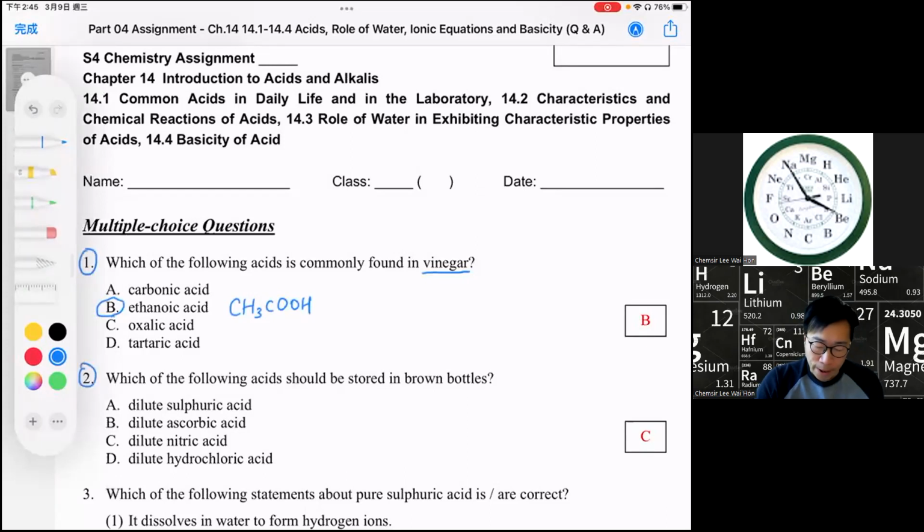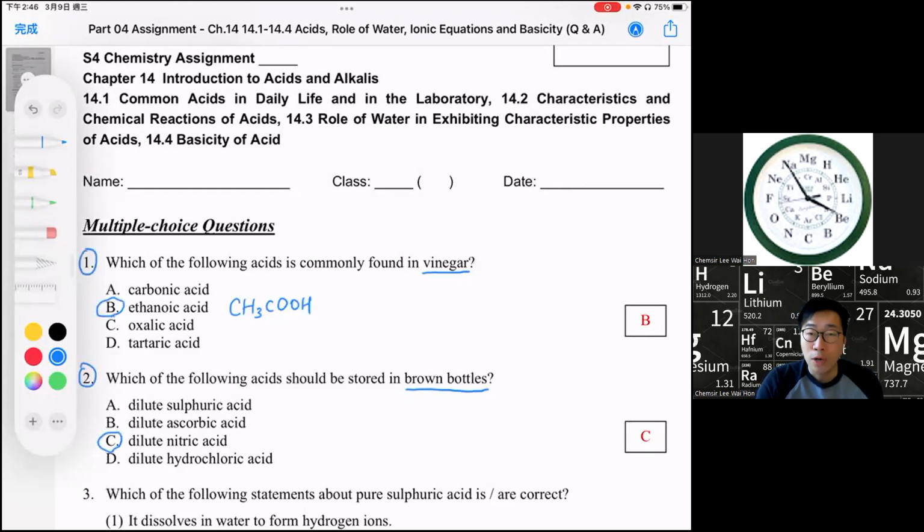Question number 2. An acid that should be stored in brown bottles. It is, of course, nitric acid. Nitric acid, do you know why it should be stored in brown bottles? What will happen if you just store nitric acid in ordinary colorless reagent bottles? Actually, nitric acid will be decomposed and the process will be speeded up by light.